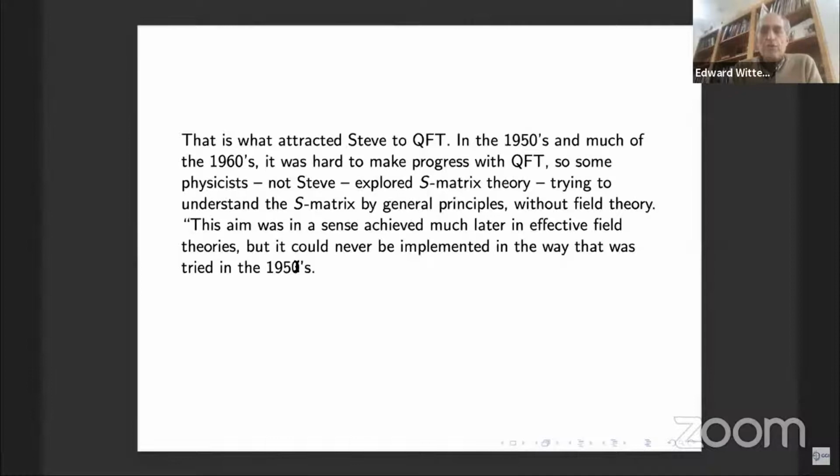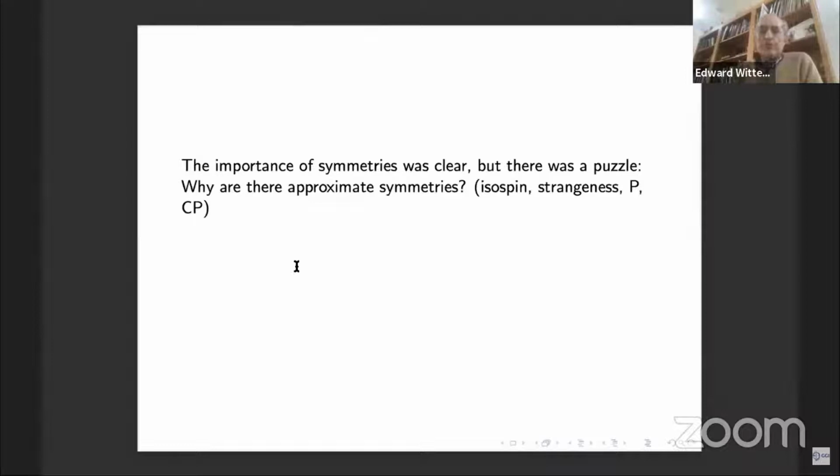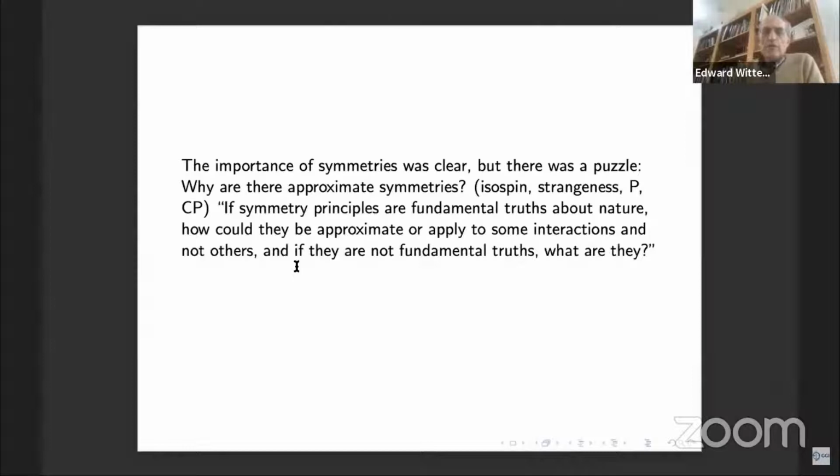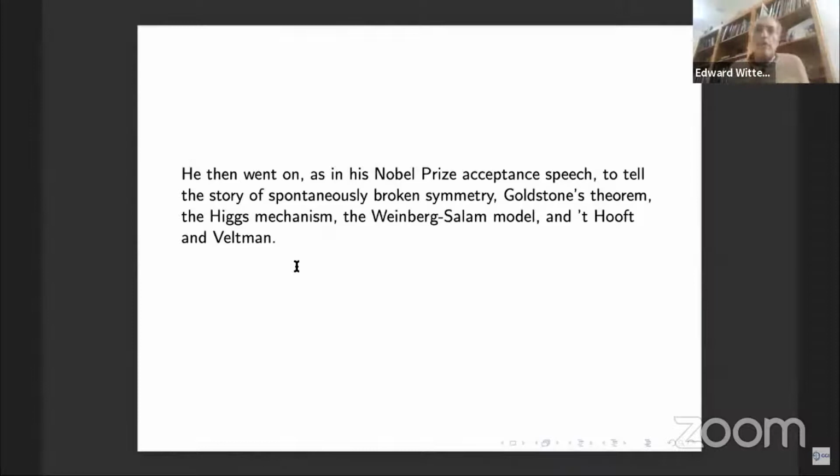Now Steve writes, the importance of symmetries was clear, but there was a puzzle. Why were there approximate symmetries? So roughly as he had said in the Nobel Prize speech, he writes, if symmetry principles are fundamental truths about nature, how could they be approximate or apply to some interactions, not others? If they are not fundamental truths, what are they? And as in his Nobel Prize acceptance speech, he went on to tell the story of how the standard model had developed. I won't repeat that part of it.